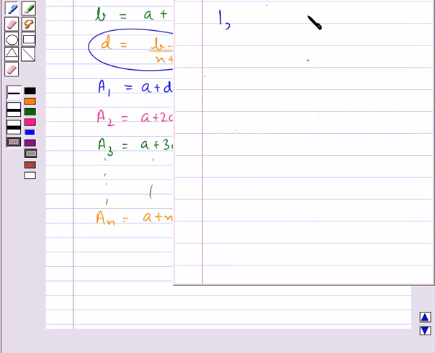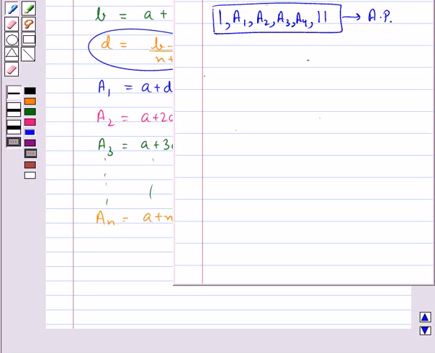Suppose that we are given two numbers 1 and 11, and we need to insert 4 numbers between them, that is A1, A2, A3, A4, so that the resulting sequence is an AP. So we see that A is equal to 1, B is equal to 11. B, the last term, is 11, equal to A, that is 1, plus N, the total terms of this AP, which would be 6, minus 1 into D. So from here we get D equal to 11 minus 1 upon 5. So we get D equal to 2.